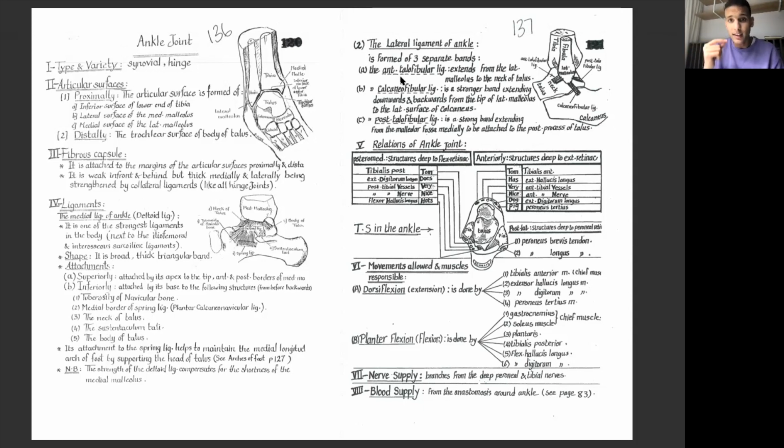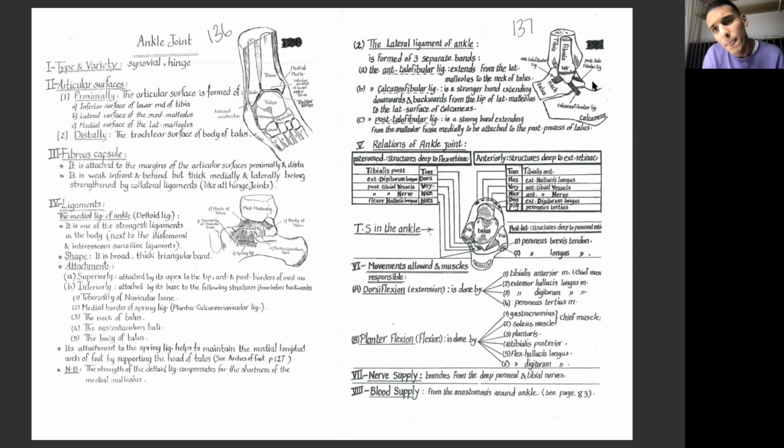The calcaneofibular ligament is between the fibula and the calcaneus here. The posterior talofibular ligament is between the fibula and the talus. Oh, sorry, it's right here. Talus, right here. Yes, between the fibula and the talus. That's the talus. So that's the calcaneofibular, that's the posterior talofibular, and that's the anterior talofibular.